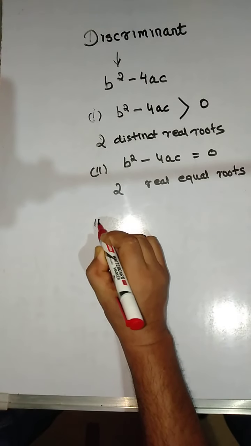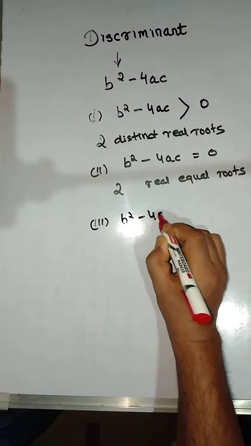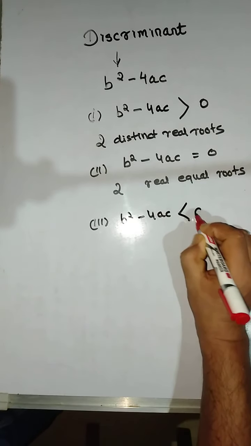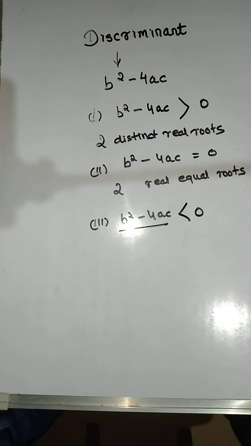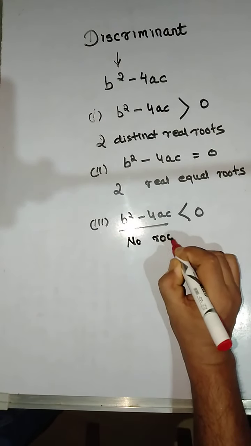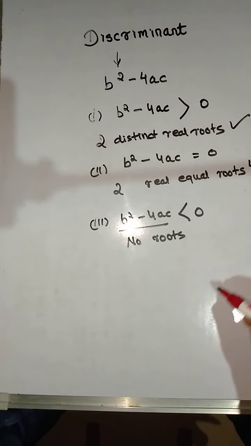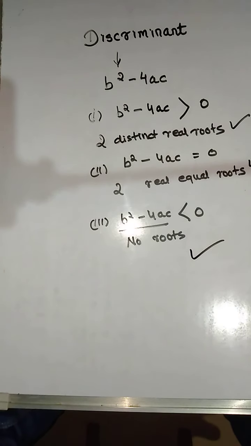And the third nature or condition is that if your discriminant is less than 0, which means that this value would be negative, then you will have no roots. So when you're applying the quadratic formula and first determine the discriminant, you would actually be able to know whether you would be getting two distinct real roots, or two real equal roots, or no roots at all.